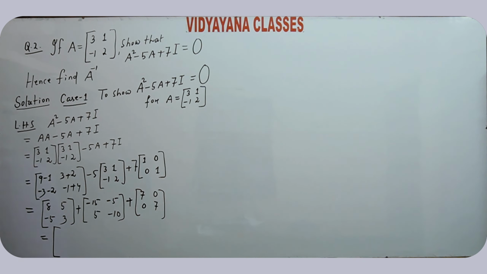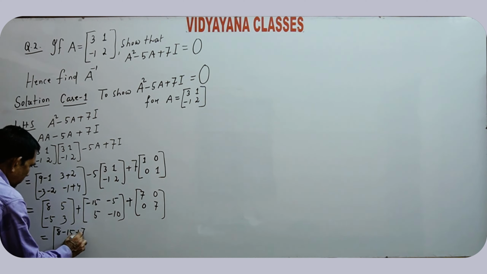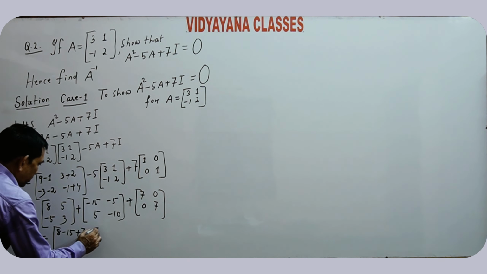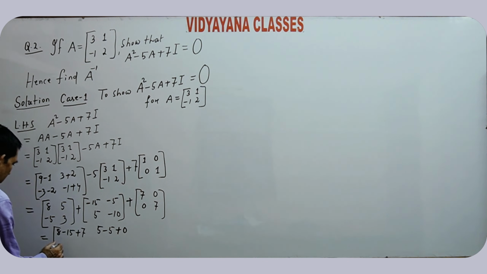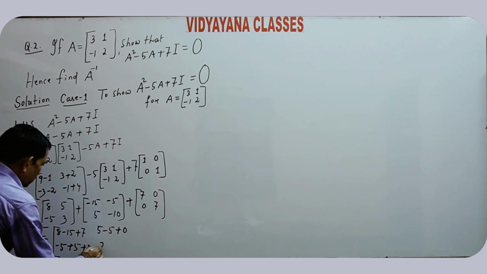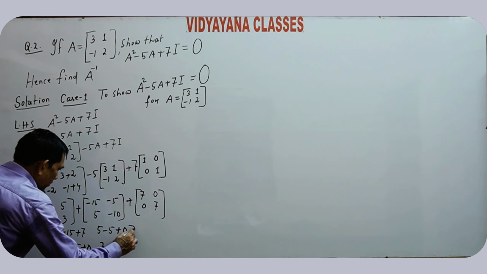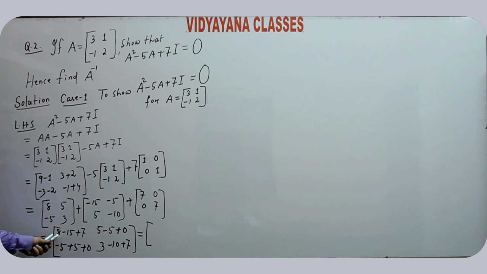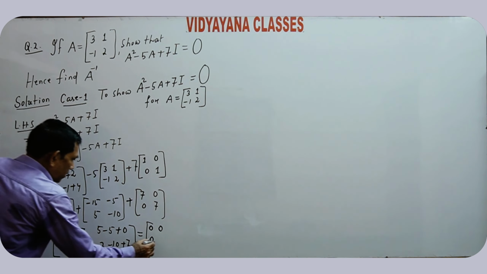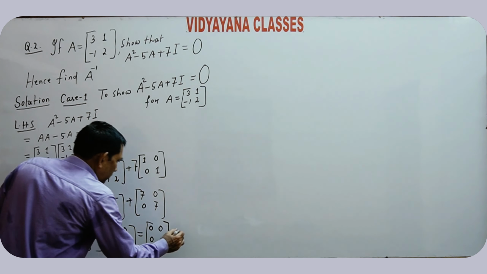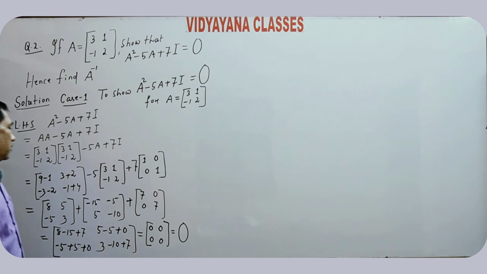Addition of matrices is the addition of their corresponding elements. 8 minus 15 plus 7, 5 minus 5 plus 0, 3 minus 10 plus 7, which is the same as 8 plus 7 minus 15, that is equal to 0. 5 minus 5 is 0. 5 minus 5 is 0. 10 minus 10 is 0, which is a 0 matrix of order 2. Clear?